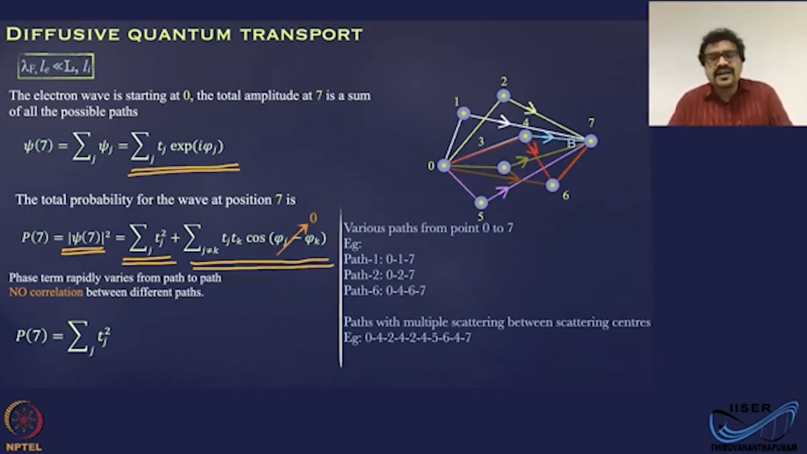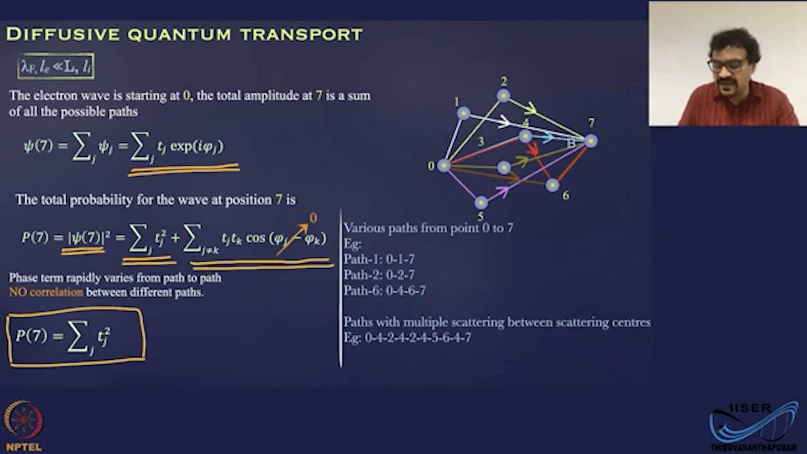Now there are n number of paths, and the phase difference varies very drastically from path to path. What that means is, when I sum this cos(phi j minus phi k) over all pairs, the sum will eventually go to 0, because there are so many paths and it is a rapidly oscillating term, rapidly varying from path to path. So the sum of all these for j not equal to k will go to 0. That means you get the probability P7 as the sum over j of t_j squared, which is the probability of reaching 7 from 0, summed over all the possible paths.